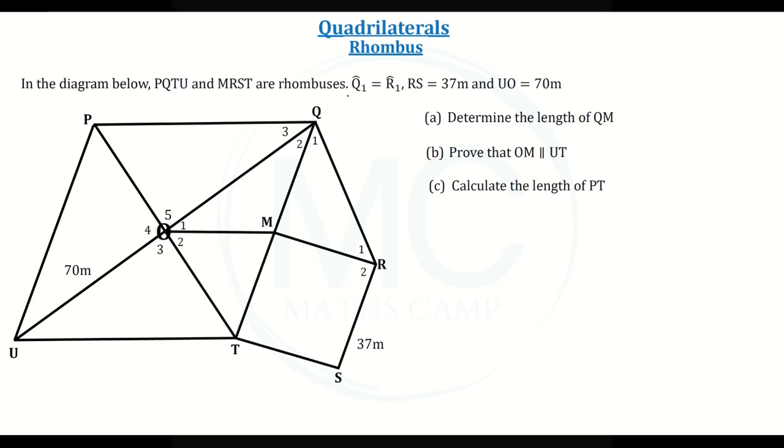In the diagram below, PQTU and MRST are rhombuses. Angle Q1 is equal to angle R1. RS is 37 meters and UO is 70 meters.